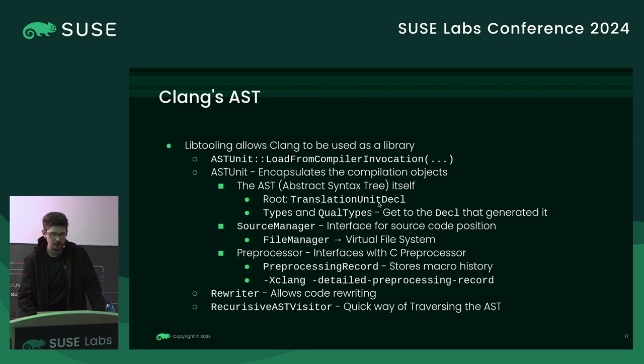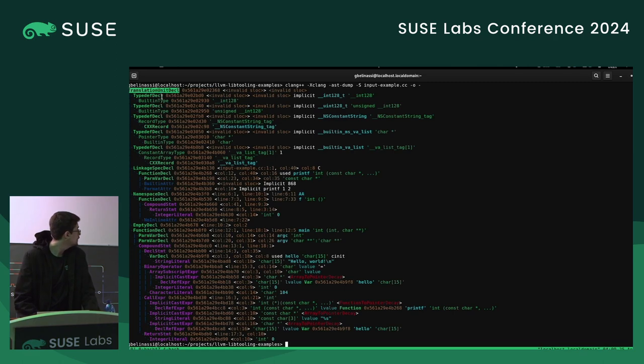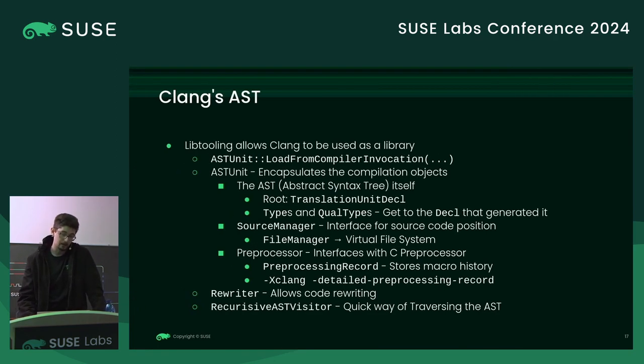The AST has this translation unit decl. So if you go to the terminal here and look at the first node, it's a translation unit decl, and everything below it comes from there, so you can interact from there. Another thing they have is the types and the qual types. The types are the types themselves, so if you define a struct, it will be a type. And the qual type is basically its type with some modifier like const or anything else. The cool thing is that you can reach the declaration that generated it. So you can see where we are going with this. It also has some interface to interact with the source code, the text of things. And also a virtual file system, so if you want to modify a file, but not actually on disk, only in memory, you can do that as well.